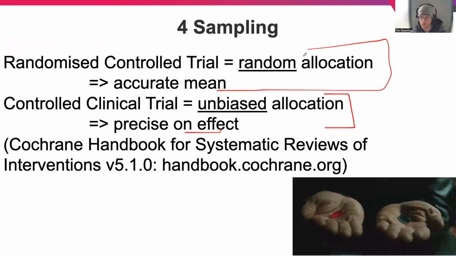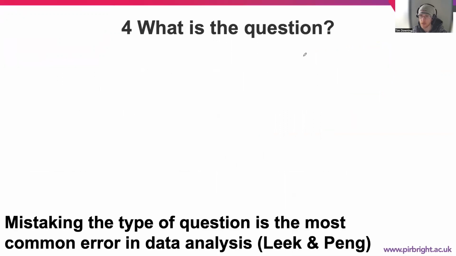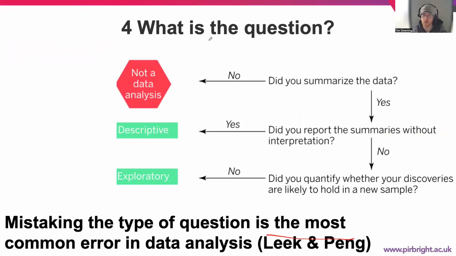So this goes back to a nice paper by Leek and Peng that you should look up. It was in Science magazine, which simply asks, what is the question? So key steps in analyzing biological data are simply to summarize it, number one, and that's what we're going to look at later. Did you summarize it? That gives you data to look at. Did you report the summaries without interpretation? Well, that's number one, descriptive. A lot of the work that we do is simply descriptive. It's simply to understand what do we have here, what does it look like.